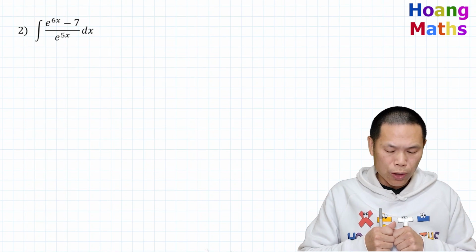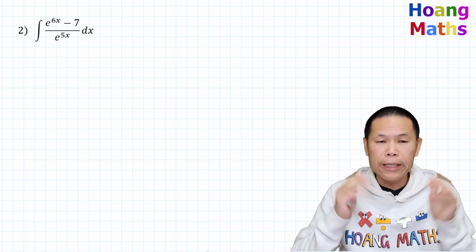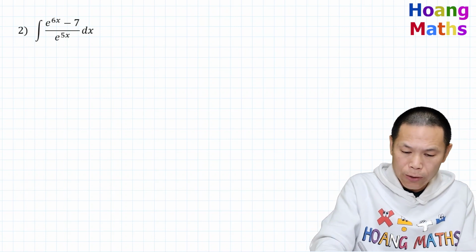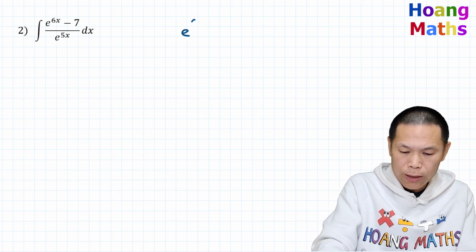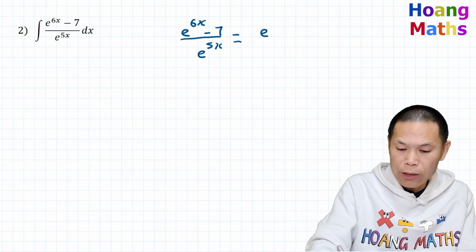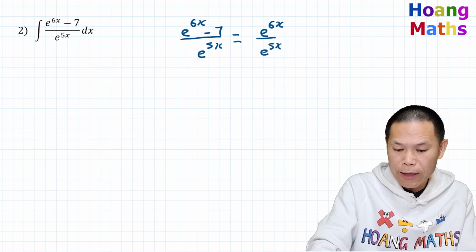Question number 2. So again, we need to split these functions into two fractions first, okay? So e to the 6x minus 7 over e to the 5x. This is exactly the same as e to the 6x over e to the 5x, we minus 7 over e to the 5x.